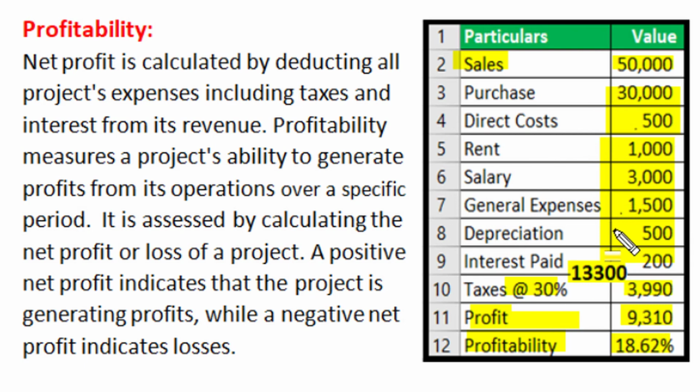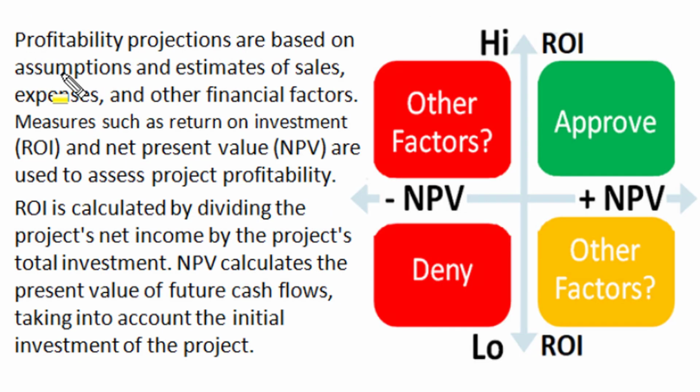It can assess profit or loss of a project. A positive net profit indicates that the project is generating profit, while a negative net profit will indicate a loss-making position of the project. Projections of profitability are based on assumptions and estimates of sales, which will give us a projection of revenue, and estimates of expenses and other financial factors decide profitability projections.